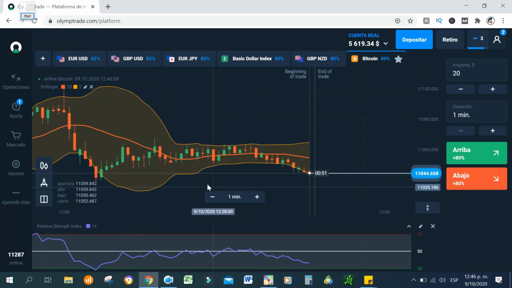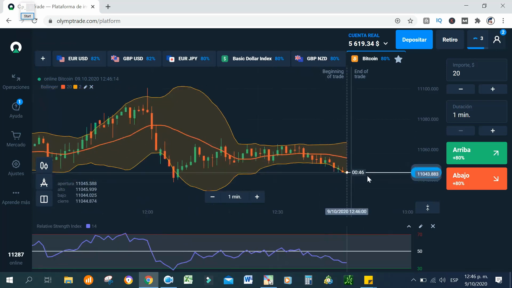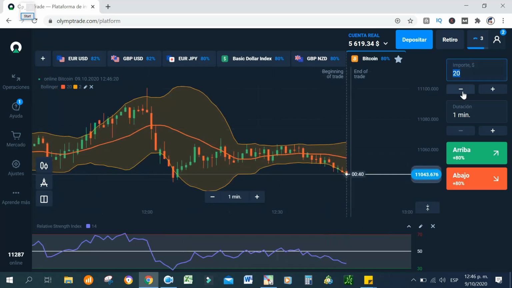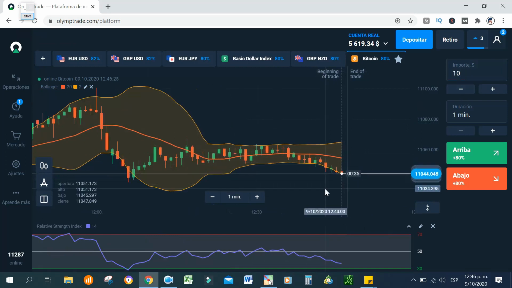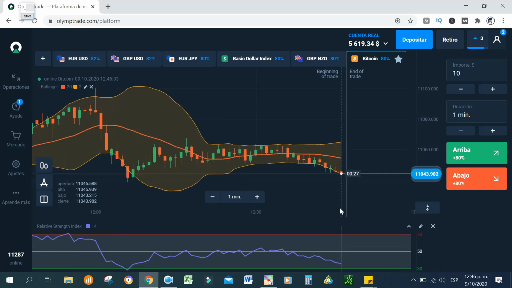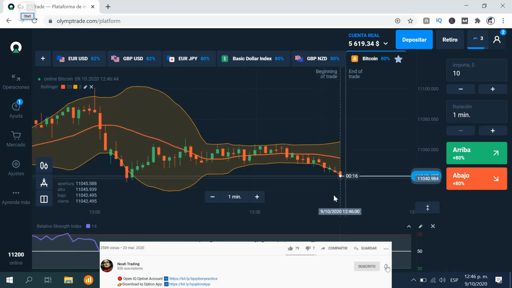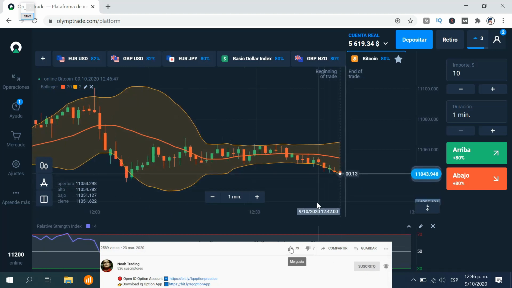I think we are going to make a call option on this asset, which is Bitcoin, but I think it's a little bit risky, so let me just invest $10. Let's see how this candlestick closes. Because what I see here is that the price is rejecting this level, so that is a good signal of reversal. It's a reversal point.